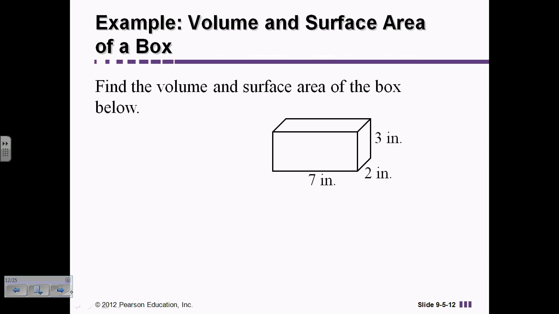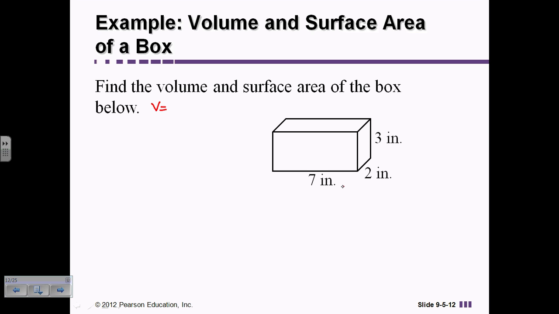So here we have a problem. Find the volume and the surface area of the box below. So we'll start with the volume. It's a little bit easier. So volume equals, and one of the important things, it really does not matter which piece is the length, which is the width, and which is the height.